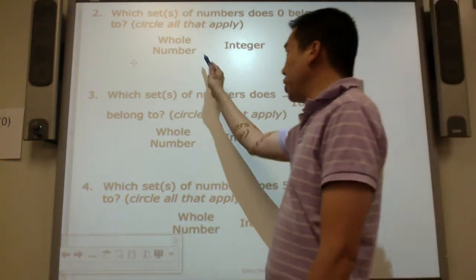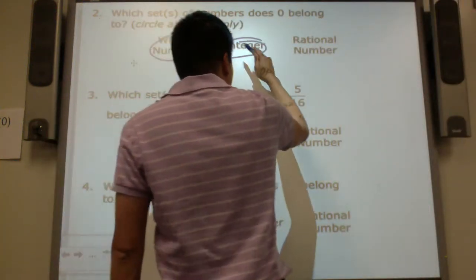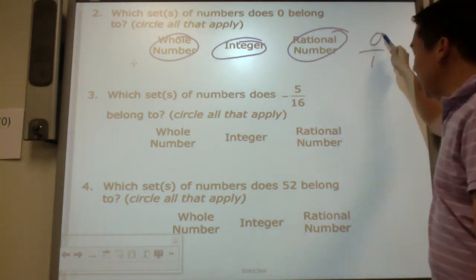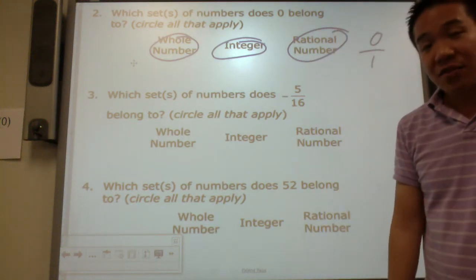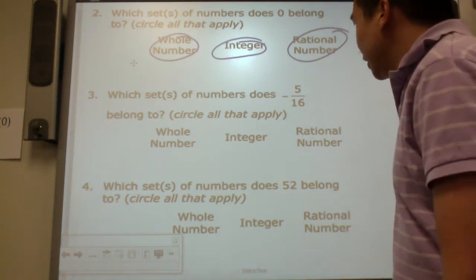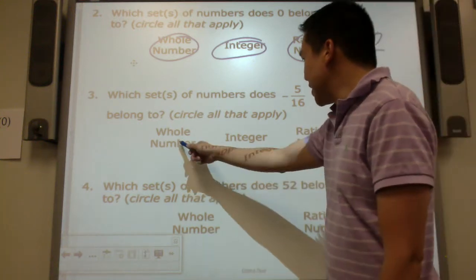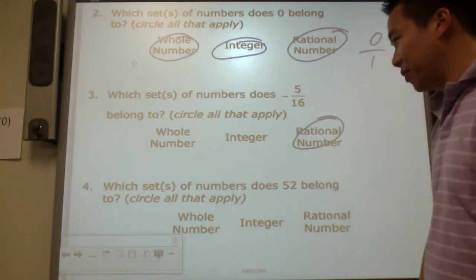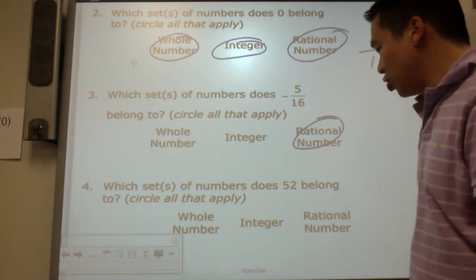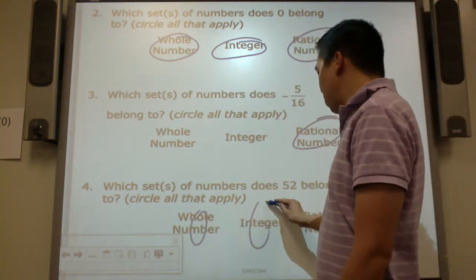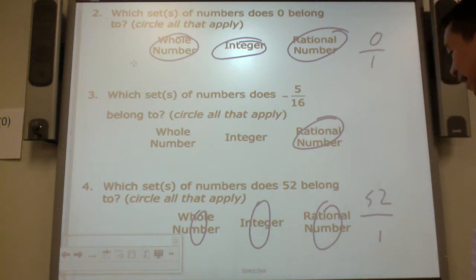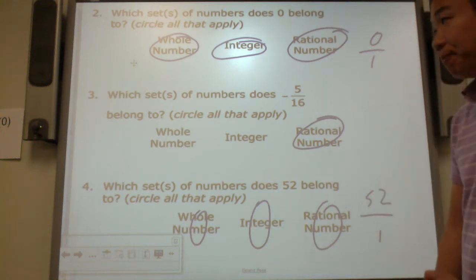0. 0 is a whole number. It's also an integer. Can it be written as a fraction? Yes, it can. Can you do 0 divided by 1? Can you have 0 stuff and divide it into one group? Each person gets 0 stuff. What about negative 5/16? That's not a whole number, so it's only a rational number. It can be written as a fraction. What about 52? 52 is a whole number, a positive whole number, and it's a rational number because you can write it as a fraction, 52 divided by 1.